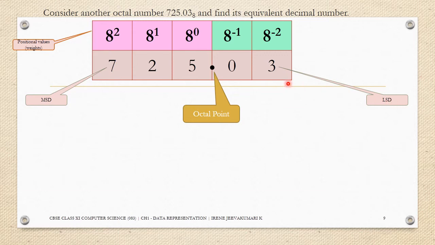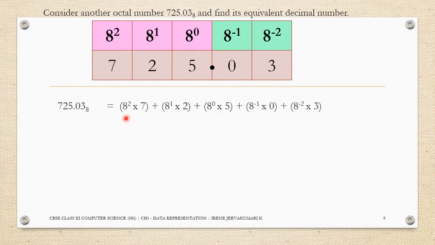Now, to find the decimal equivalent of this octal number, simply take the sum of products of its digit value and its positional value. So step 1 goes as this: 8 power 2 into 7 plus 8 power 1 into 2 plus 8 power 0 into 5 plus 8 power minus 1 into 0 plus 8 power minus 2 into 3. In this expression, the exponentiation operator gets the highest precedence.